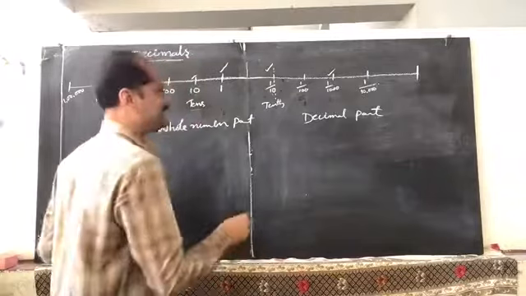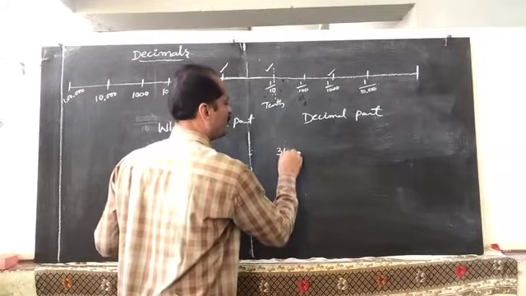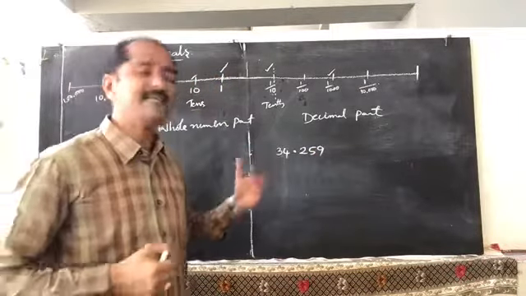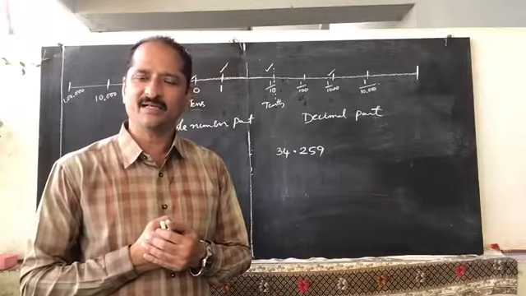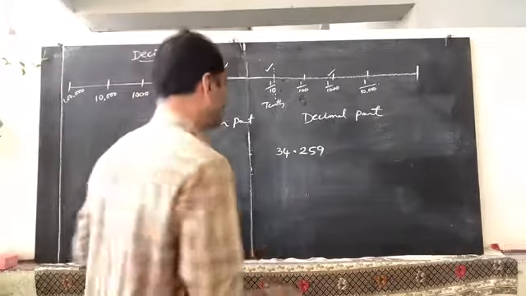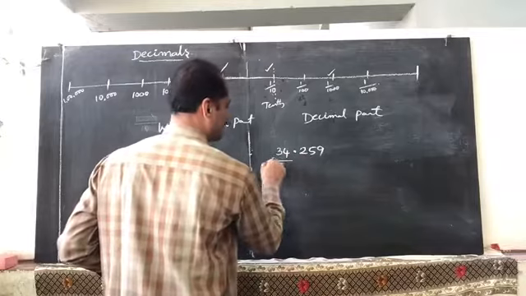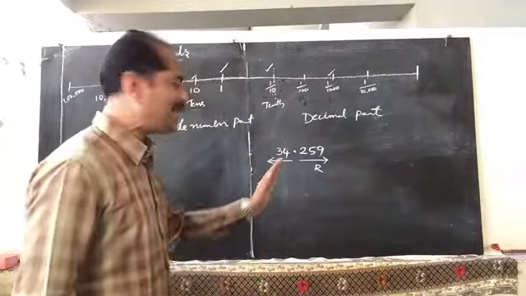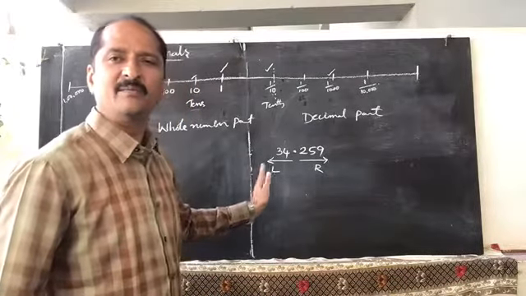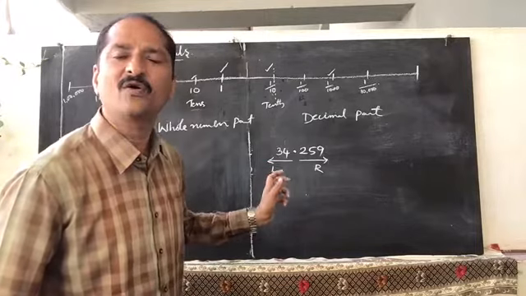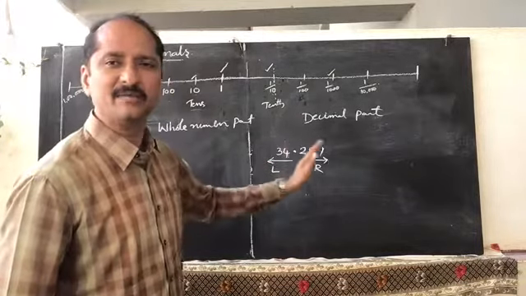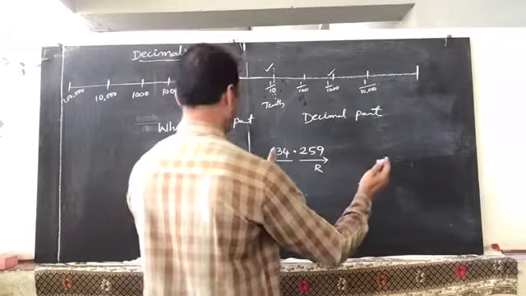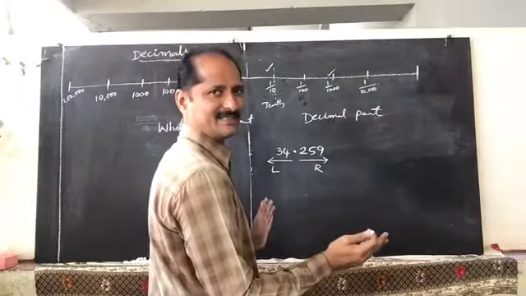Now by taking a decimal you can see here. 34.259, if it is like this, how do we read this decimal? This is a decimal. It has two parts: one from the decimal point to the left side, and from the decimal point to the right side. The left part, before the decimal point, is the whole number part, and after the decimal point we have the decimal part. So the right side is the decimal part, and the left side is the whole number part. Like that we can easily know.